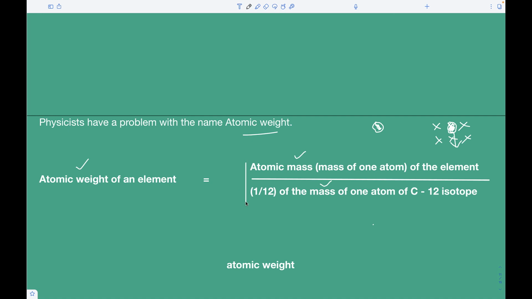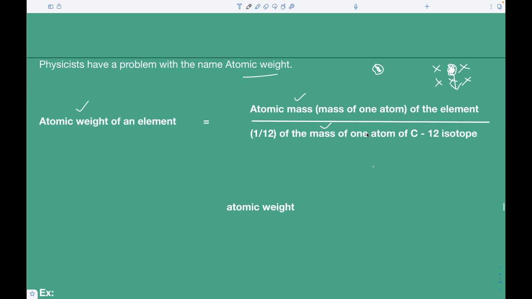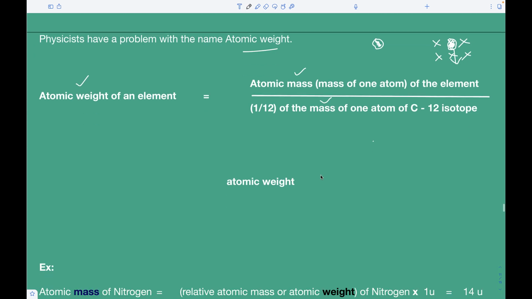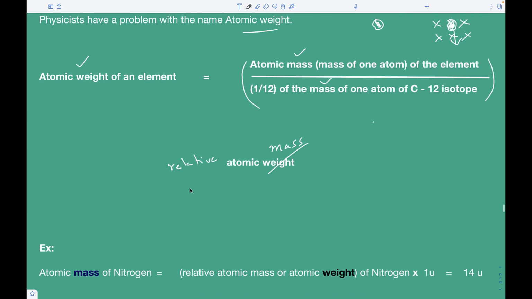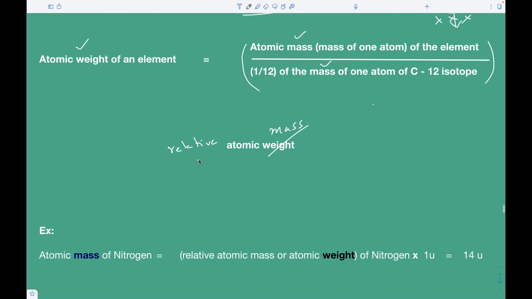So they suggested two changes to the name atomic weight. One is replace weight with mass and add the word relative to clearly indicate that you are referring to a ratio between two masses. So atomic weight's new name is relative atomic mass. So relative atomic mass and atomic weight mean the same.